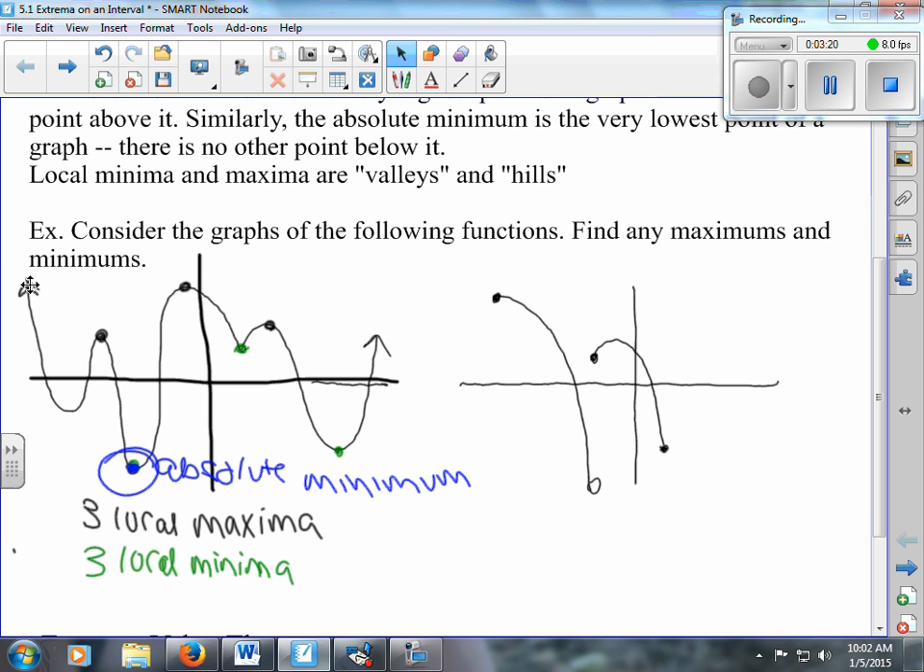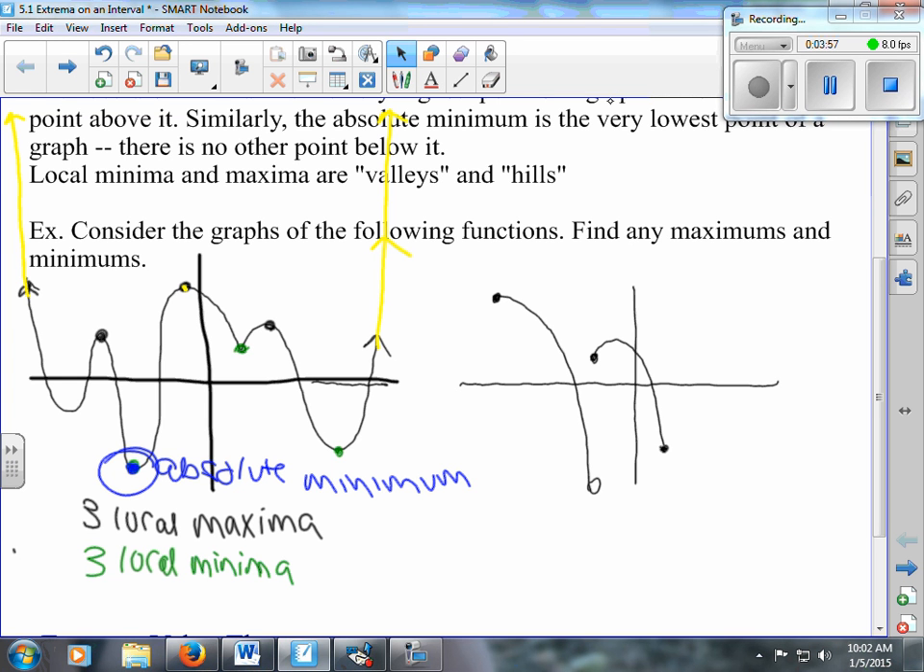And the reason why is because even though this guy here looks to be the highest point that you can see, he's not the highest point on the whole graph because I have arrows, which imply that this graph just keeps going up, up, and up, and up. And so even though in what I drew, this one was the highest point, it's not the highest point overall because the graph just keeps going up. Okay, so there was one absolute minimum, three local minimums, and three local maximums. No absolute maximum.